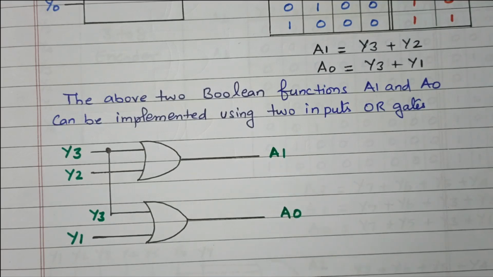So in this video we discussed the 4 to 2 encoder. Encoder means 2 to the power n inputs to n outputs. Here n is 2, so 2 to the power 2 is to 2, that is 4 to 2: 4 inputs and 2 outputs. We discussed the logic, the block diagram, then the truth table. Based on the truth table, we developed the logical expression. Then the logical expression is implemented in logic gates.